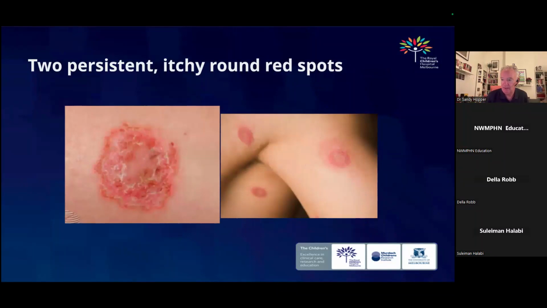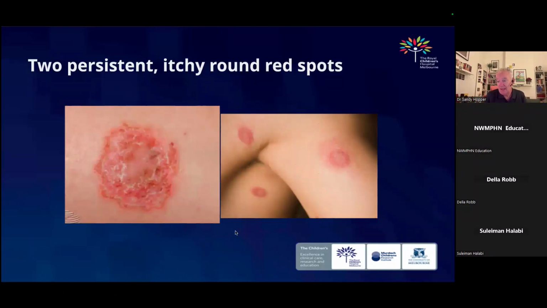What do we think the right-hand one is? Because one's eczema and one's ringworm. We're getting some guesses or diagnoses on the Q&A. Fungal, the right one is fungal. Yep. I think ringworm, you're right. So we've got ringworm on the right and discoid eczema on the left.